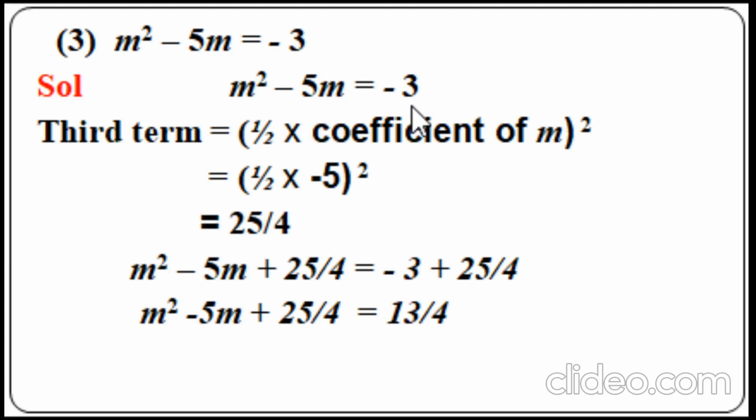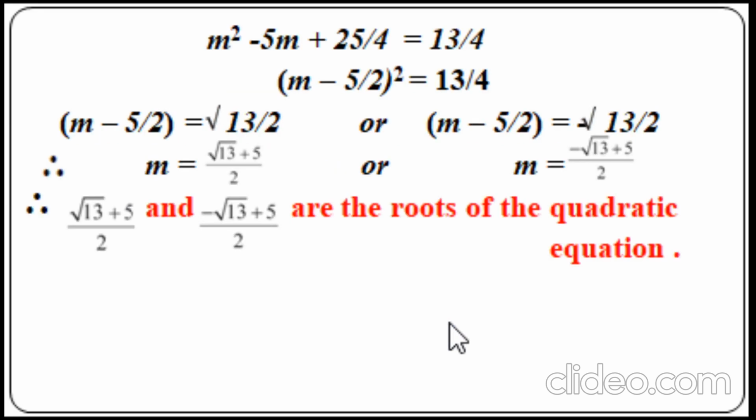Add this term to both the sides. M square minus 5m plus 25 upon 4 is equal to minus 3 plus 25 upon 4. Solving this right hand side, we get 3 4s are 12, minus 12 plus 25, we get 13 upon 4.